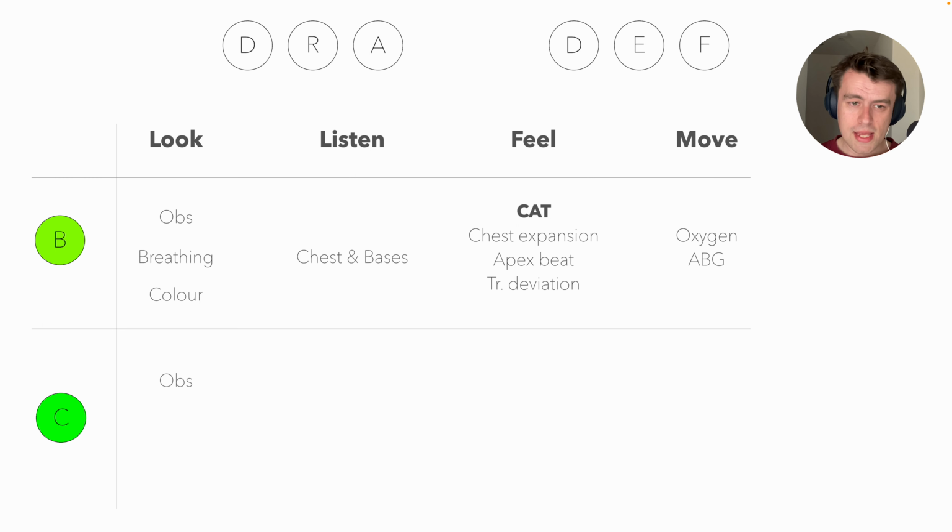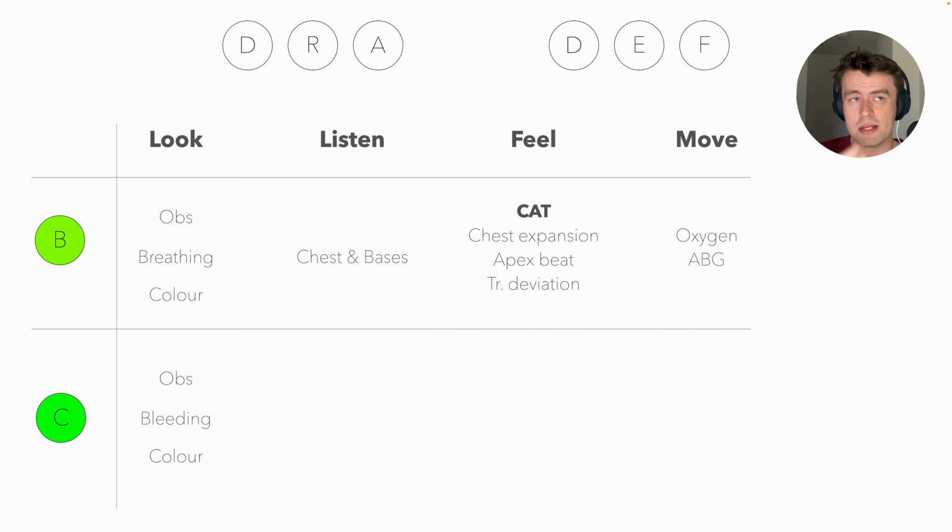Whatever. C. Now look how similar this is. It's not obs, breathing, colour; it's obs, so the rest of the obs. You need to see temperature for perfusion. You need to see heart rate. You need to see blood pressure. Bleeding. Is there any overt bleeding that you can see going on? There's a giant red pool around the patient. Oh dear. Hopefully that's something you would have spotted by now. And then colour. Pallor. Are they pale?